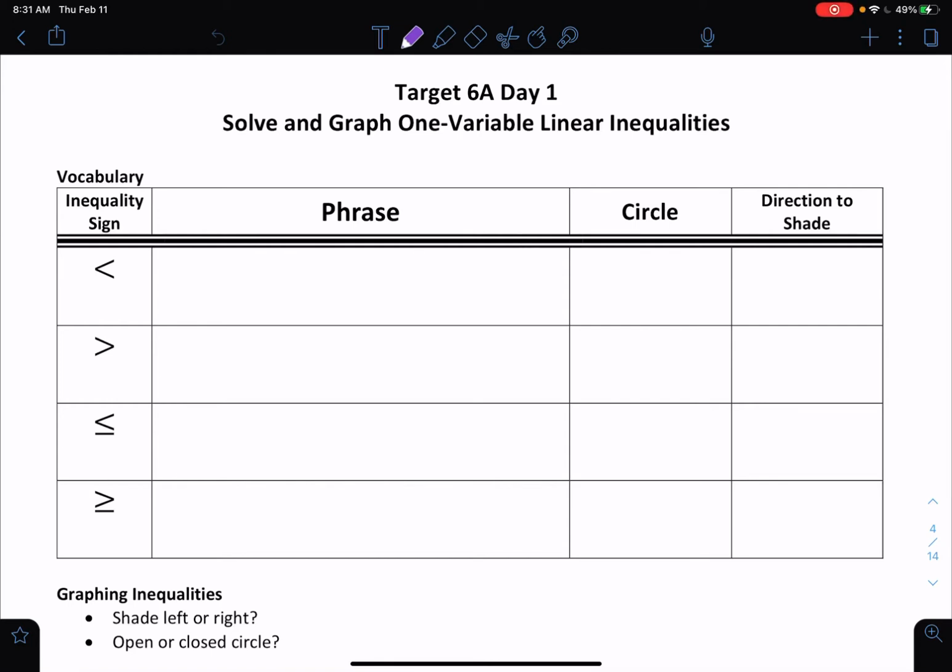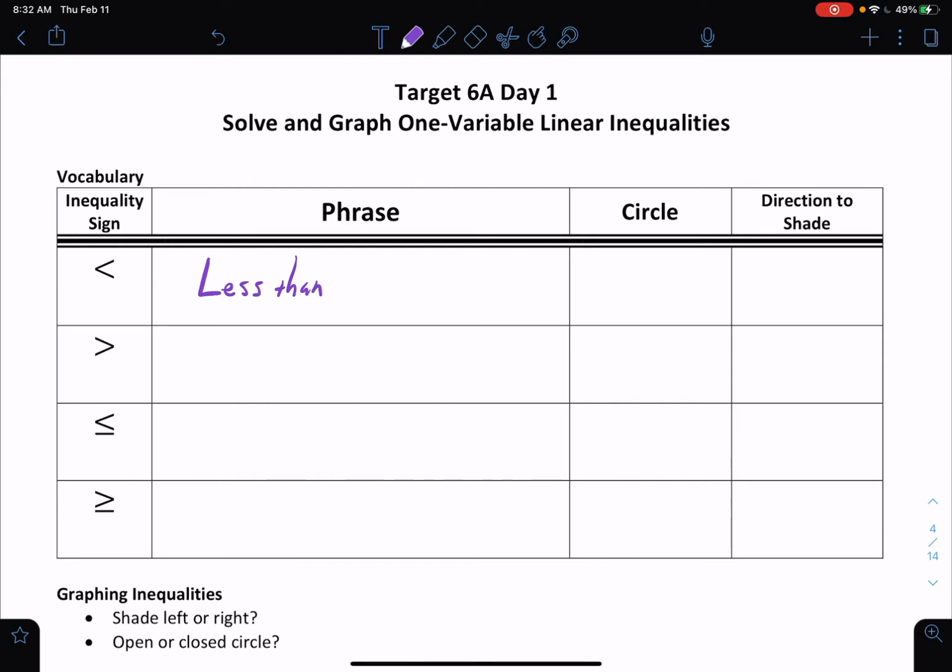Good morning, everybody. We're starting a new unit today, Unit 6, which is all dealing with linear inequalities. So we've solved linear equations before when it was like 2x equals 3. But now, instead of an equal sign, we've got these inequality symbols. So let's go through these and make sure we understand what each of them represent.